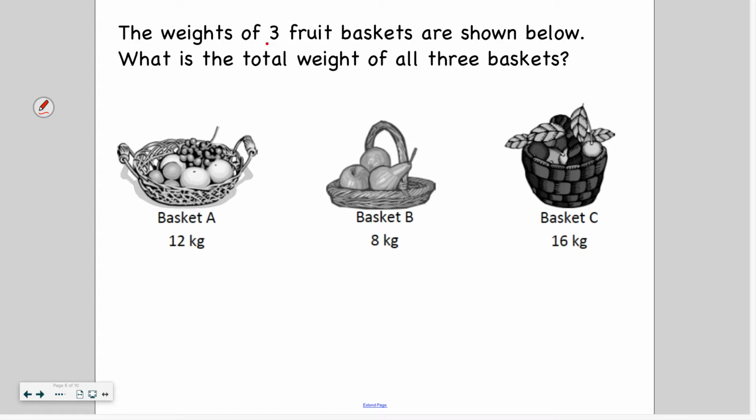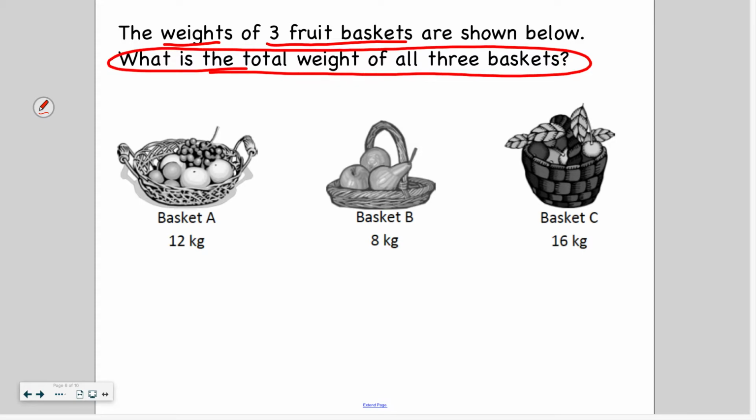The weights of 3 fruit baskets are shown below. What is the total weight of all 3 baskets? Well, if I want the total weight of all 3 baskets, that means I want to know how much baskets A, B, and C weigh together. So I'm going to add to combine their totals. I'll start with baskets A and B. 12 plus 8. 2 plus 8 is 10. We group the 1. 1 plus 1 is 2. So 12 plus 8 is 20 kilograms.